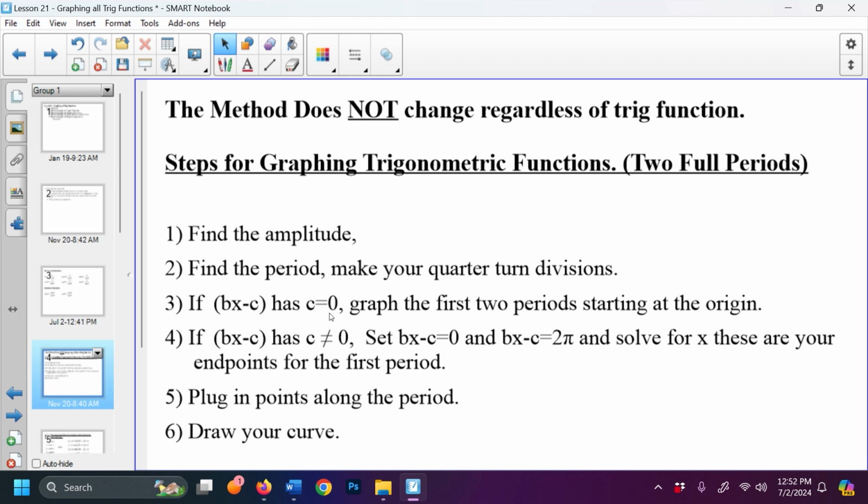If the c value in bx minus c is equal to 0, we graph the first two periods starting at the origin. If bx minus c has a c other than 0, then we're going to set bx minus c equal to 0 and bx minus c equal to 2 pi and solve those for x. They're going to be the endpoints of your first period. We're going to plug in points along the curve, and then we're going to draw a curve.